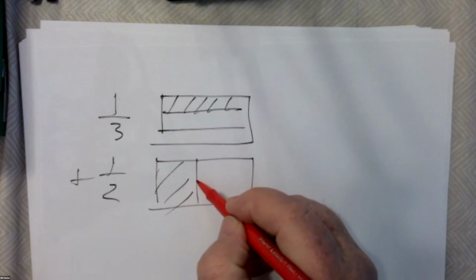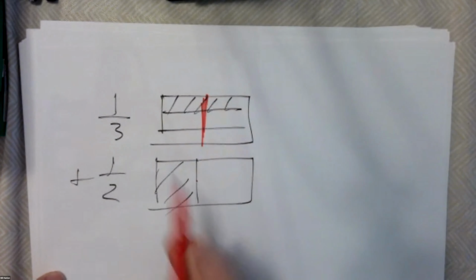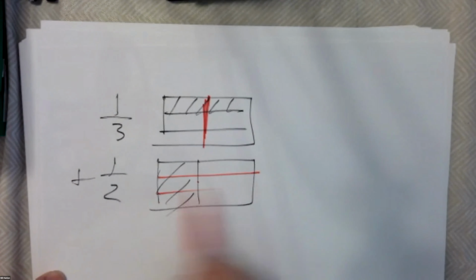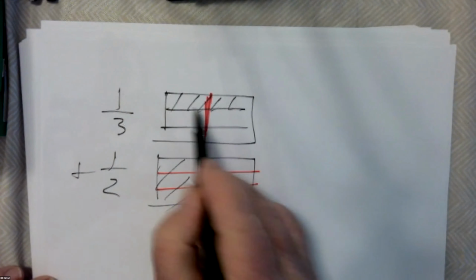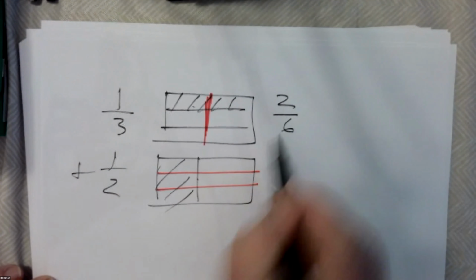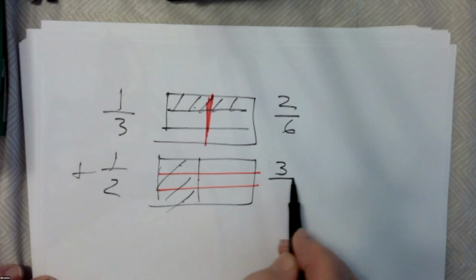So what I'm going to do is take this cut and put it up here, and take these two cuts and put them down here. And now when somebody says, how many pieces do I have? Now you can say I have 2 out of 6. And here you can see I have 3 out of 6.